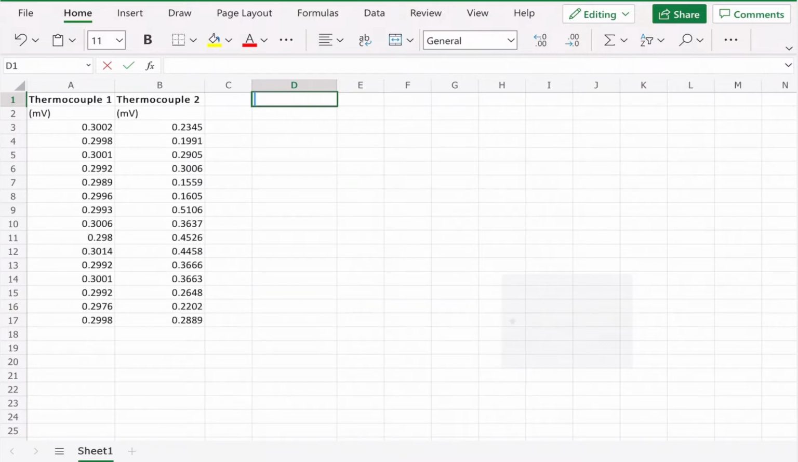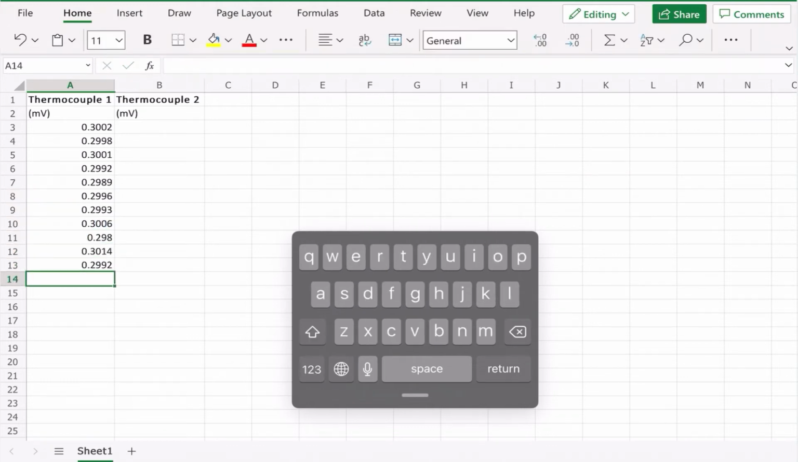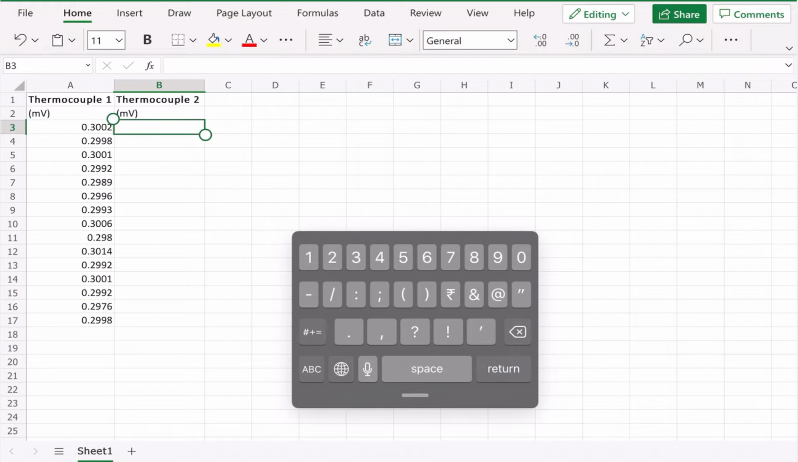Hello guys, in this video, our objective is to calculate the confidence interval for each set of thermocouple readings. Enter the dataset for readings for two thermocouples as thermocouple 1, thermocouple 2. Both will be in millivolts.